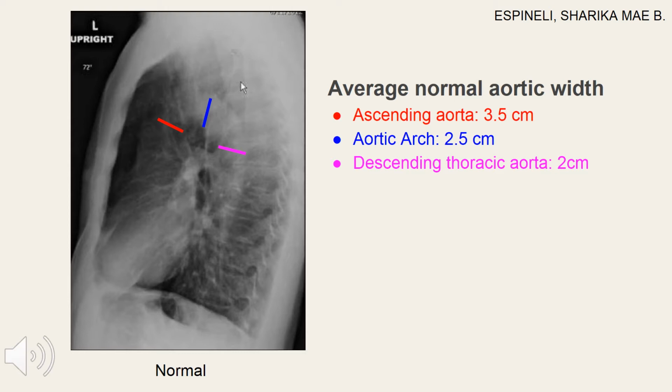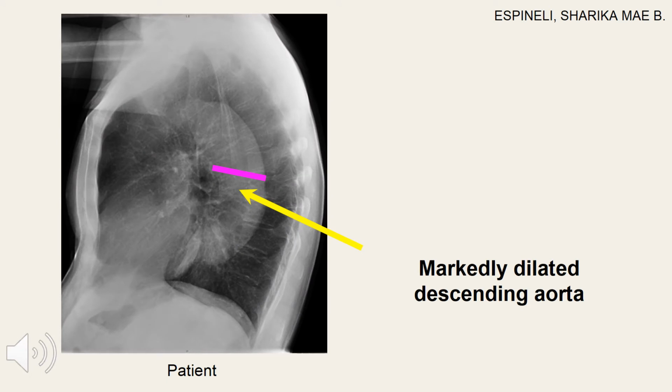The average normal aortic width for the ascending aorta is 3.5 centimeters, the aortic arch is 2.5 centimeters, and the descending thoracic aorta is 2 centimeters. As seen in the patient's radiograph, the most obvious finding is the markedly dilated descending aorta.